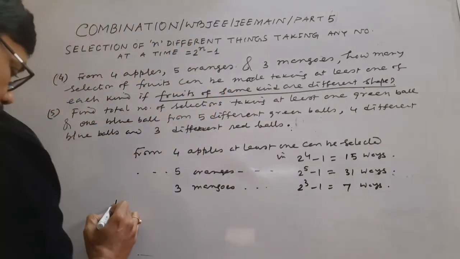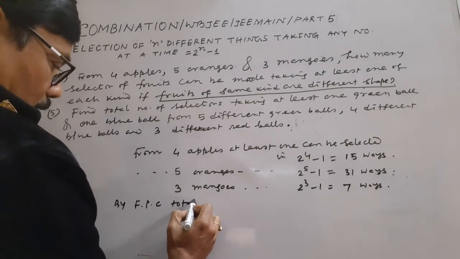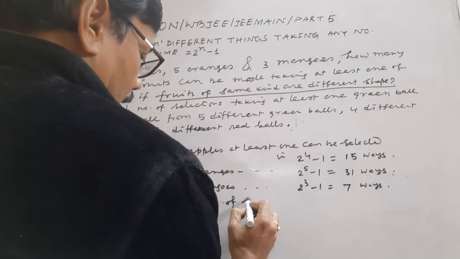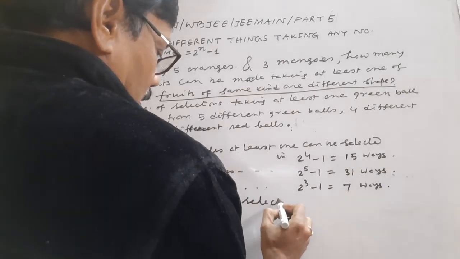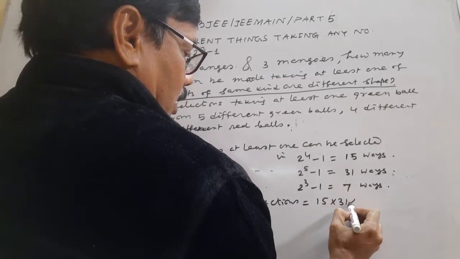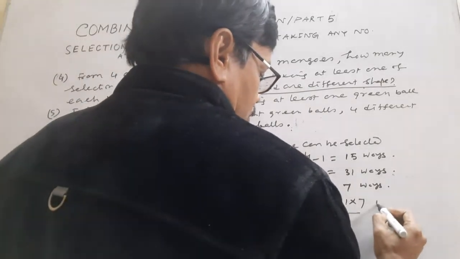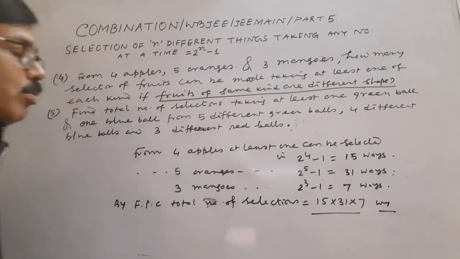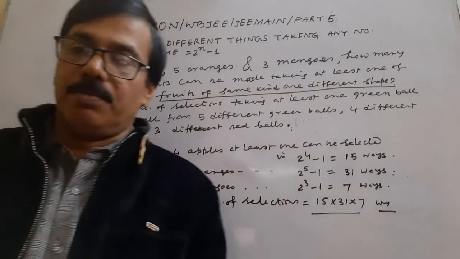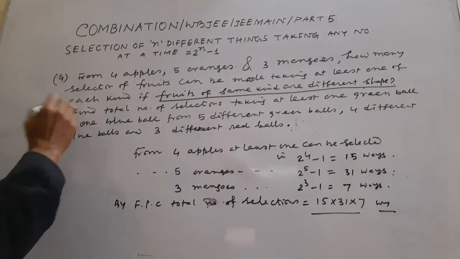So by the fundamental principle of counting, the total number of selections equals 15 into 31 into 7 ways. So this will be the answer. So very simple. Now consider problem number 5.